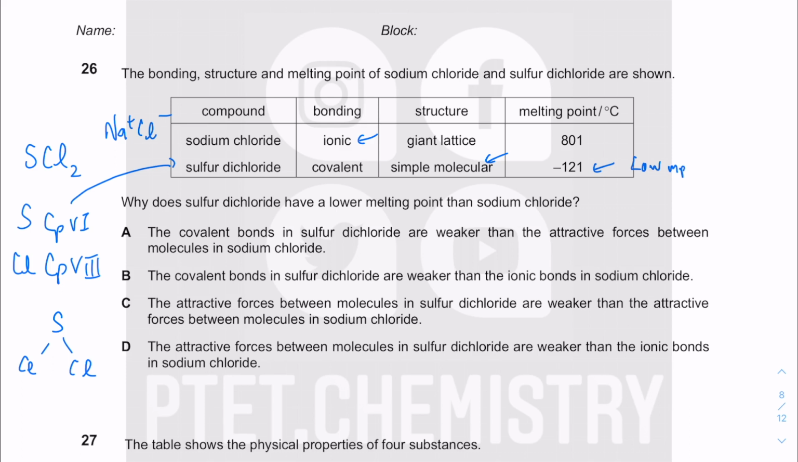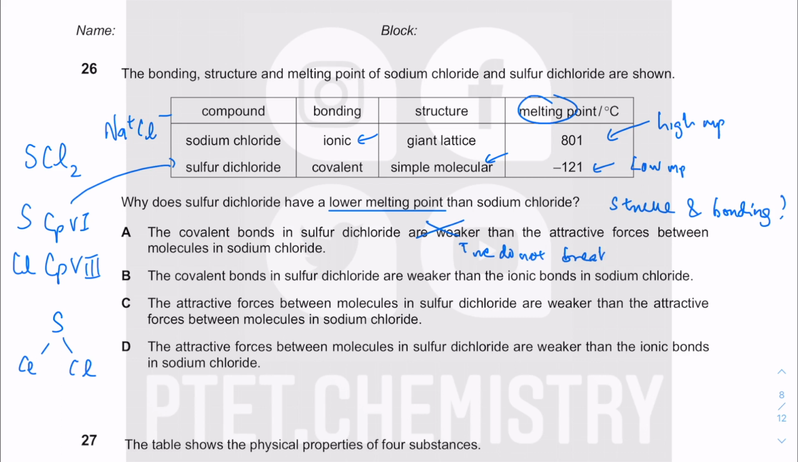You can also think of them as having a low boiling point. This one has a very high melting point. So why in the world does sulfur dichloride have a lower melting point? Structure, and what are you breaking? The covalent bonds are weaker. Well, that is a wrong statement because we do not break covalent bonds.